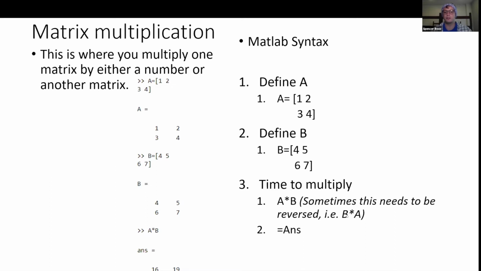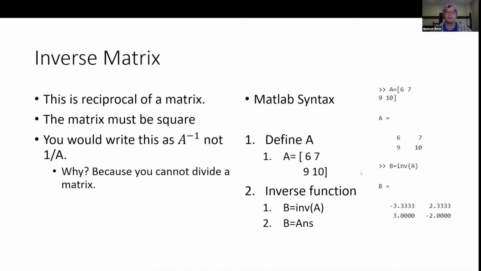Sometimes, if you don't have enough rows equal to the amount of columns, you need to do it reversed. For the inverse matrix, it's the reciprocal of the matrix. And again, the matrix does need to be a square, so 2 by 2, 3 by 3. And you'd write this A superscript minus 1, not 1 over A, because you can't really divide by a matrix.